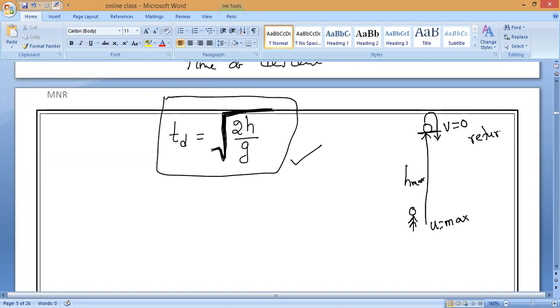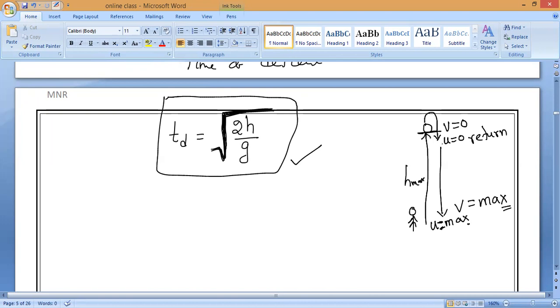Now, same body after reaching maximum height will start returning. Now, on the return, what will become 0? Initial velocity becomes 0 for the return. And before reaching the ground, final velocity becomes maximum. Yes or no, guys? Have you understood? Same body, when it is thrown upwards, initial velocity is maximum, final velocity is 0.